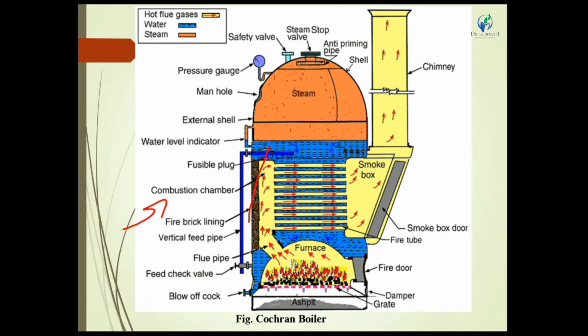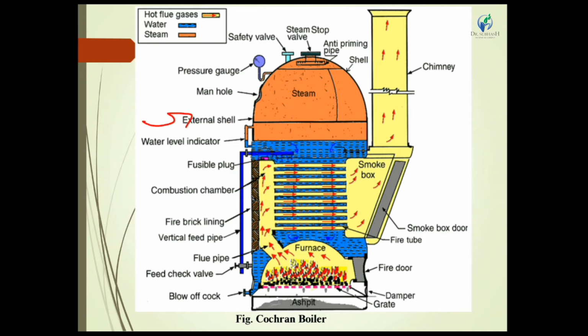These all are the green and yellow parts we have to see inside the figure. These all are the combustion chamber. Fusible plug. It gives protection against high temperature or lower water level. This is the water level indicator. It mentions how much water is inside the boiler.